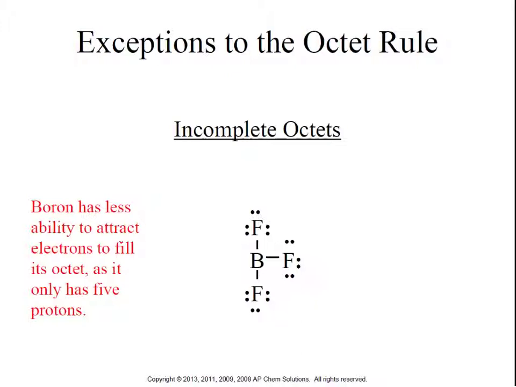Boron, due to its electron configuration, has less ability to attract electrons, and therefore it can't fill up a full octet. It is completely satisfied with only 6 valence electrons. So unlike most other atoms that want to meet the octet, this guy only needs to meet a sextet. It only needs 6 valence electrons. You just got to remember that when you're drawing the Lewis structures.